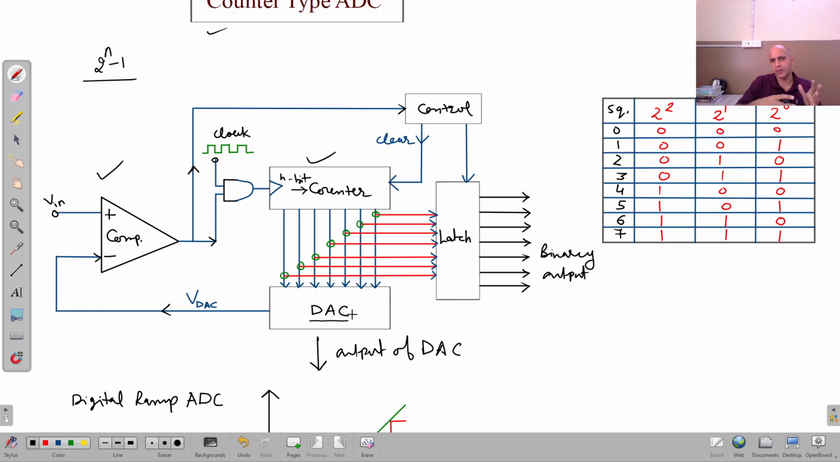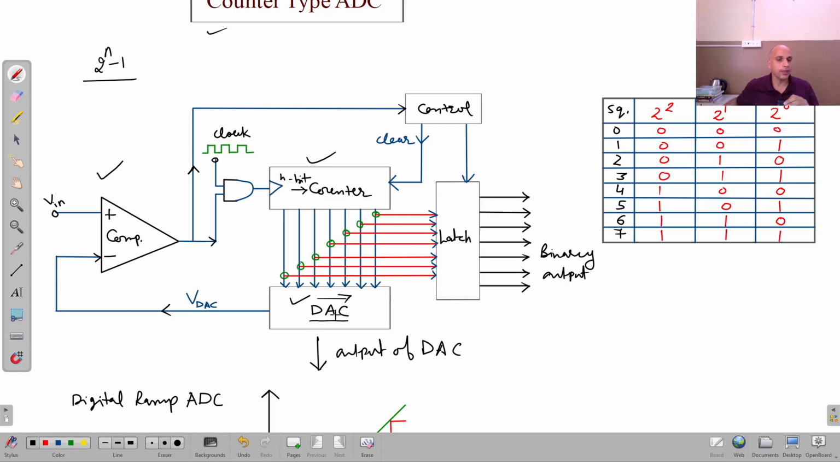I told you at that time also that D to A conversion is easy as compared to A to D conversion, and also D to A converters form an integral part of A to D converters. So you can see D to A converter is used here, and you know very well that we have two types of D to A converters, either resistive divider or binary ladder network. So we can say that a binary ladder network is used for D to A conversion. Whatever output we are getting from the counter is applied to the ladder network D to A converter.